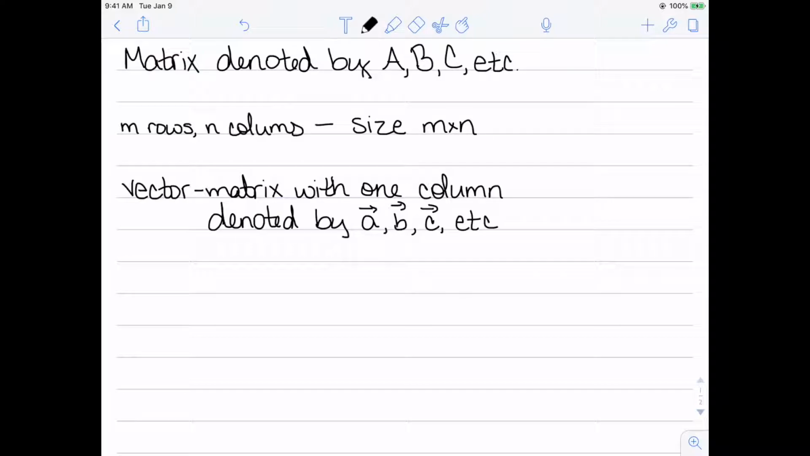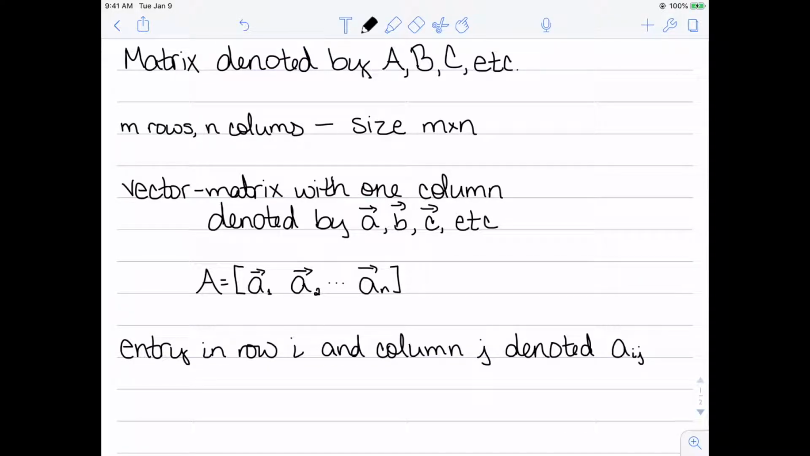And vectors are denoted by lowercase letters with these little arrows over them, a, b, c, or as a bold lowercase letter, such as a boldface a. Since we can't draw boldface very well, we'll go ahead and use the arrow notation. It is common to denote a matrix in terms of its column vectors, so I may call a matrix A the vector a1, the vector a2, etc., where each one of those is just the column of that matrix. And as a reminder, the entry in a matrix that's in row i and column j is denoted by lowercase a sub ij. So we always do the row first and then the column.